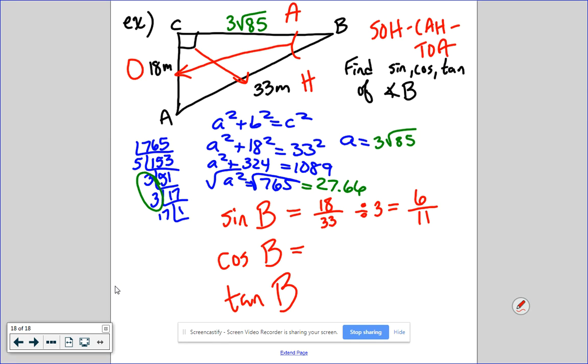How about cosine of B? Cosine is adjacent over hypotenuse. 3 square root 85 over 33. But again, if you can divide, you should. 3 and 33 both divide by 3. So square root of 85 over 11. And then tangent.